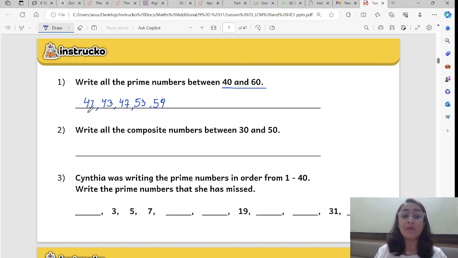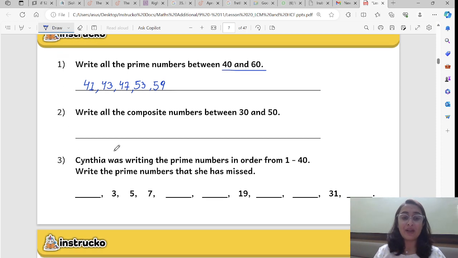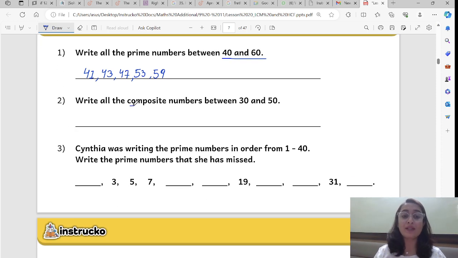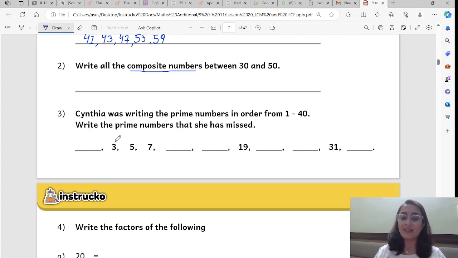Now see, take a minute to observe here that all the prime numbers that we have got are odd numbers. So it is compulsory for prime numbers to be an odd number, but that doesn't mean that all my odd numbers will be prime numbers. Okay. And there's only one exception to this rule, which is number 2, because it is even and prime. Okay. So I hope the remaining questions you would be able to do. Composite numbers are the numbers which are not prime, and here also they are just writing the prime numbers.